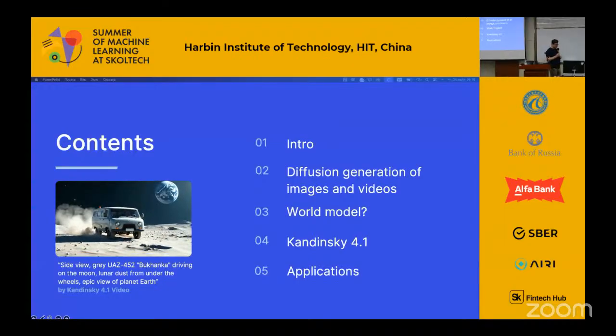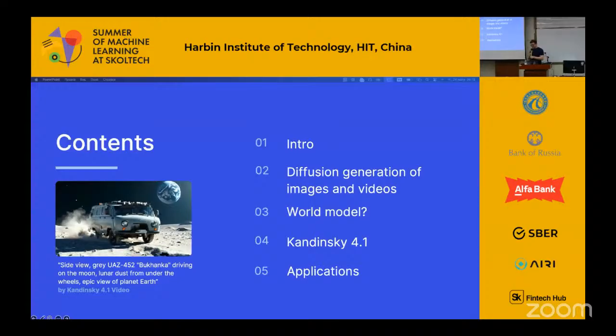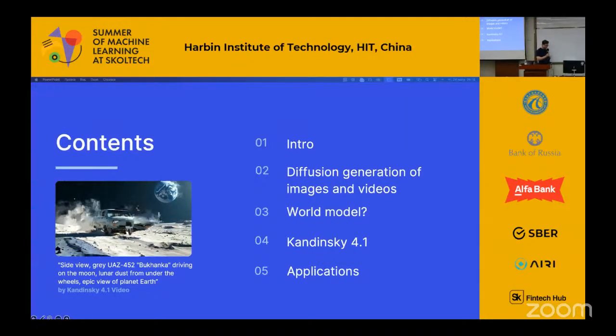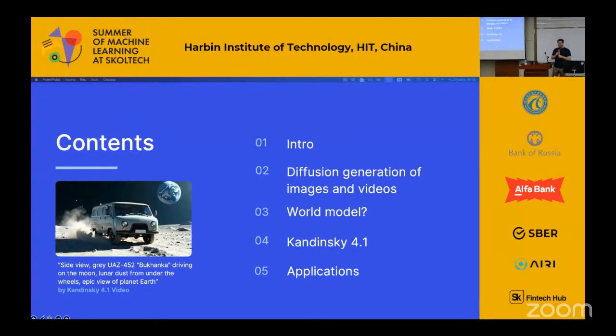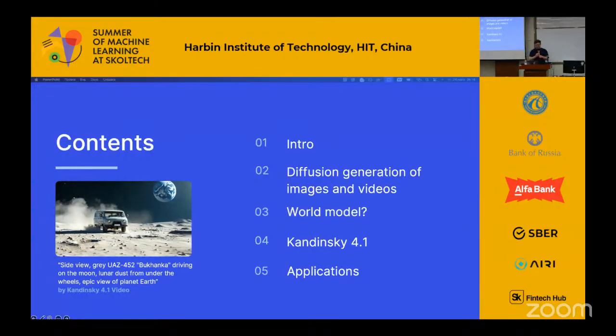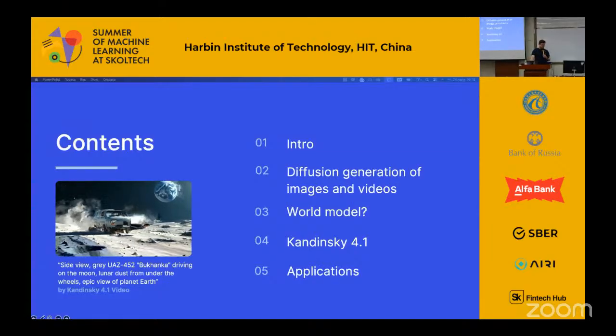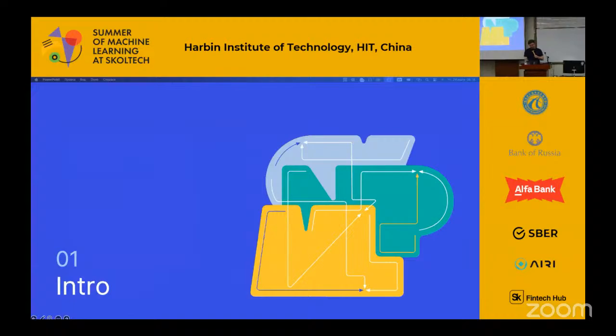Do these models tend to be world models, and what does it mean at all? I will talk about Kandinsky 4.1, our latest model to generate images and video, and I will give some intuition and some applications of these models. So let's start.